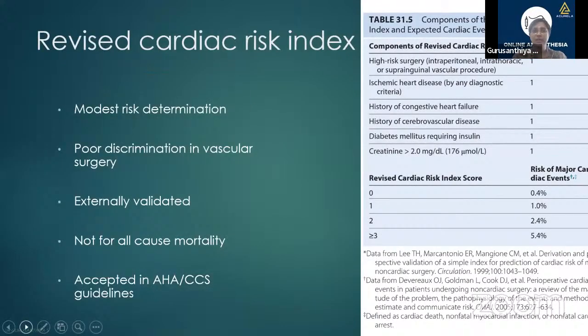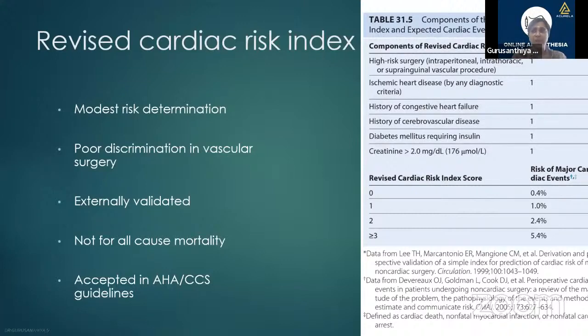Coming on to the Revised Cardiac Risk Index, this consists of 6 components. The components include high-risk surgery, which may be intraperitoneal, intrathoracic, or suprainguinal vascular surgeries, or any history of ischemic heart disease like history of MI or an abnormal ECG, history of chest pain, usage of nitrates, and an ECG having a pathological Q wave.